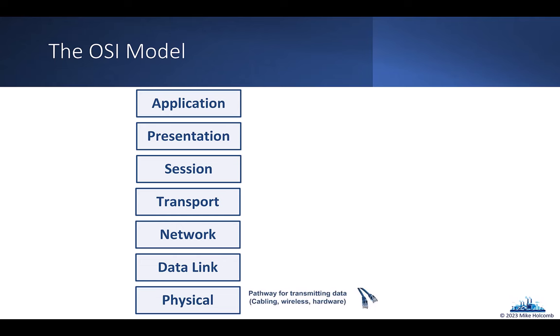Now, if I'm sending information over that network, over that wire or that Wi-Fi connection, to allow my computer to do that, I have to have a network card. The network card operates at the data link layer. The data link layer itself is actually broken into two sublayers: the logical link control layer, and the media access control sublayer. The MAC sublayer is where the network card lives.